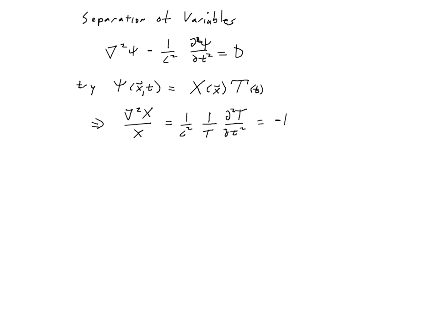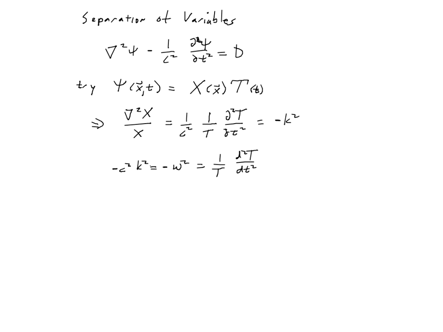And if they're separate, then you could say that they're both equal to a constant, because if you change time but you don't change position, then it shouldn't affect the other side of the equation. So they must both be equal to a constant. So we say that constant is equal to k squared. And so you could see then that minus c squared k squared, which we could say is equal to minus omega squared, is equal to 1 over T times the second derivative of T with respect to time.